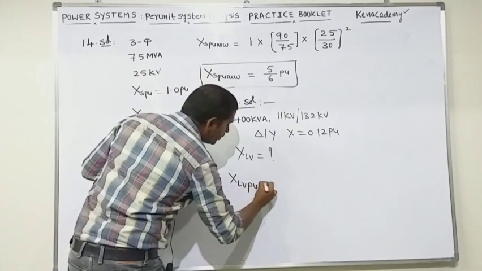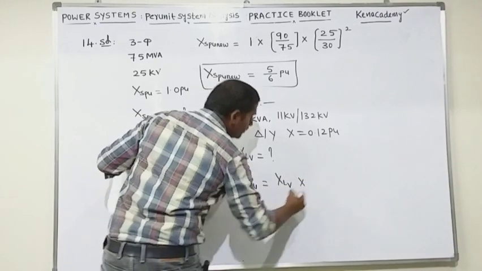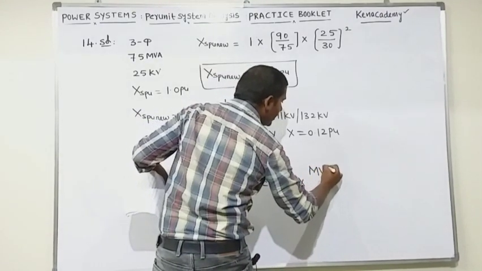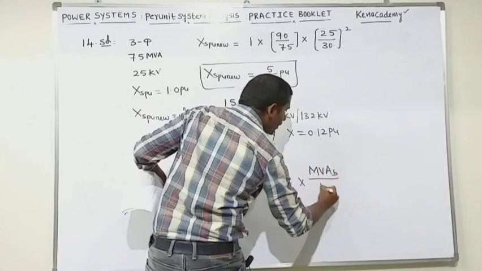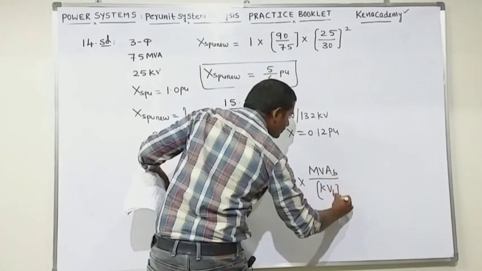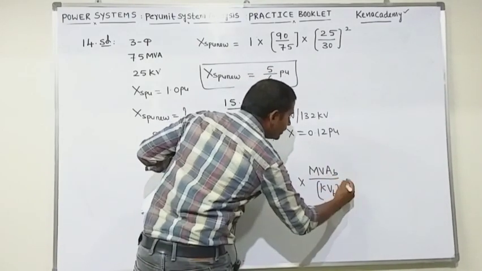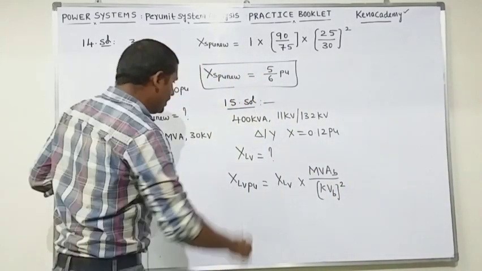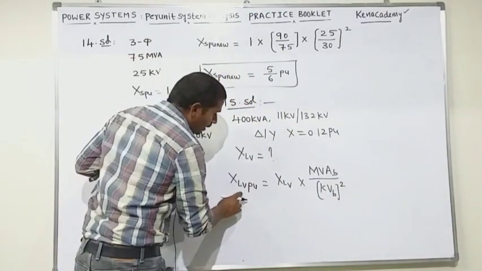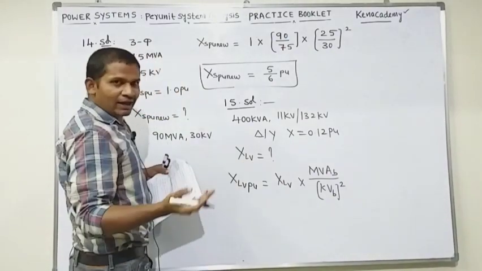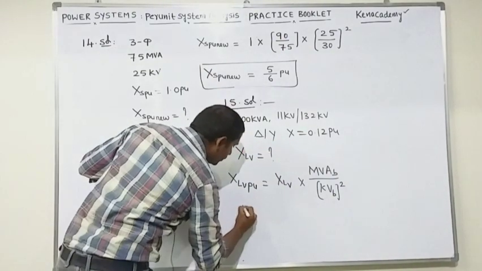X per unit equals X into base MVA by base kV squared. This formula you know. Then what is the per unit reactance at the LV side? That is 0.12 per unit.